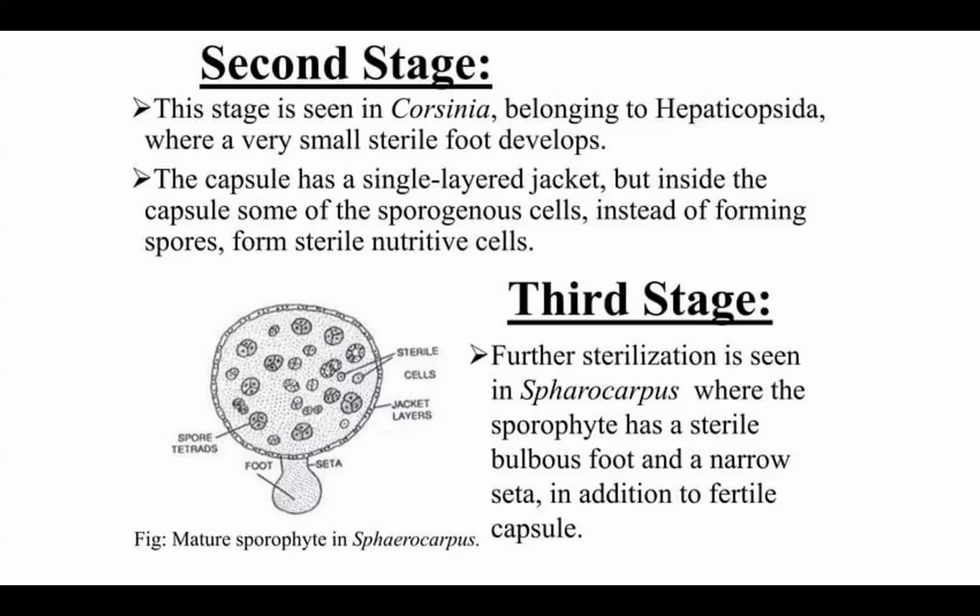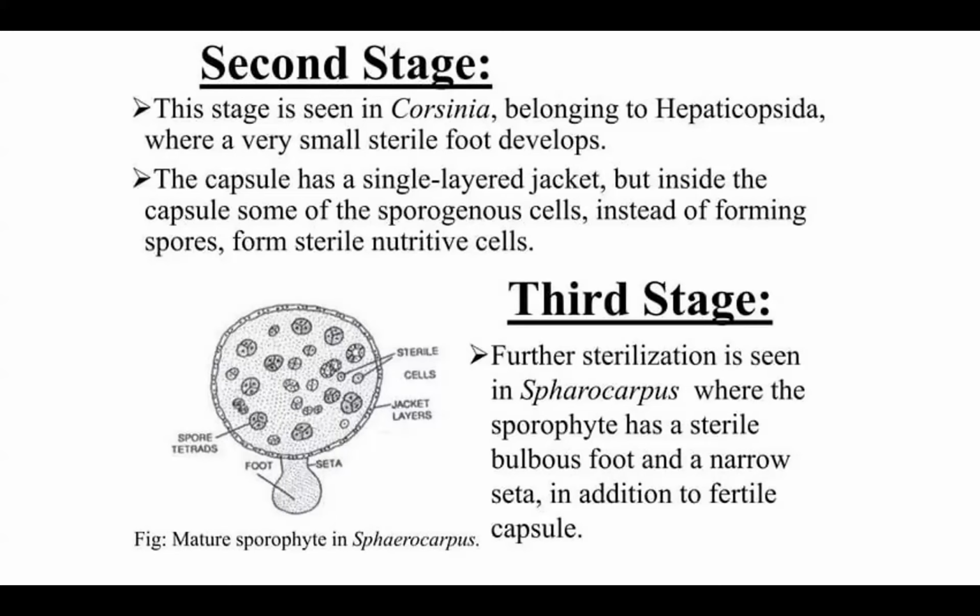Third stage. Further sterilization is seen in Sphaerocarpus, where the sporophyte has a sterile bulbous foot and narrow seta. In the third stage, you are seeing foot, seta, and capsule. In the diagram, you are seeing Sphaerocarpus: the foot, a small seta, and above that, a round spherical structure, that is the capsule. So, bulbous foot, narrow seta, and spherical capsule are seen.